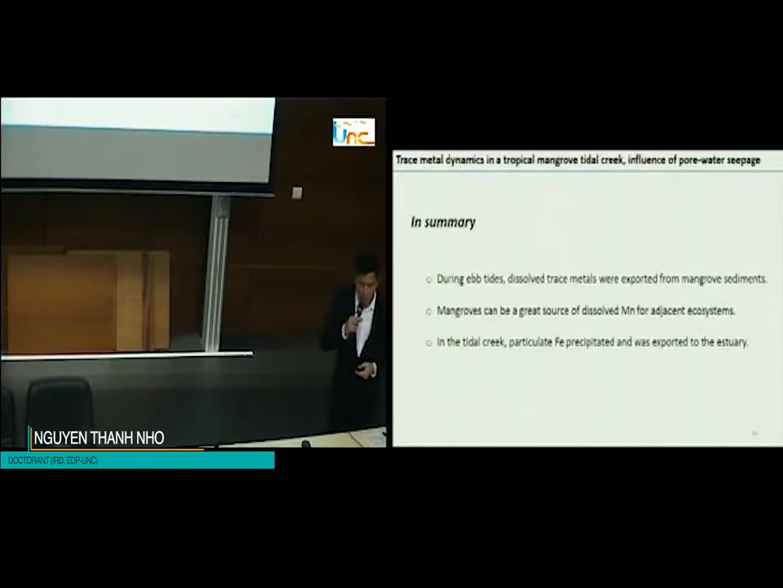And in summary of this context, during ebb tide, the dissolved trace metals were exported from the mangrove sediment, and mangrove can be a source of dissolved manganese for adjacent ecosystem. In the tidal creek, particulate iron precipitated and was exported to the estuary.